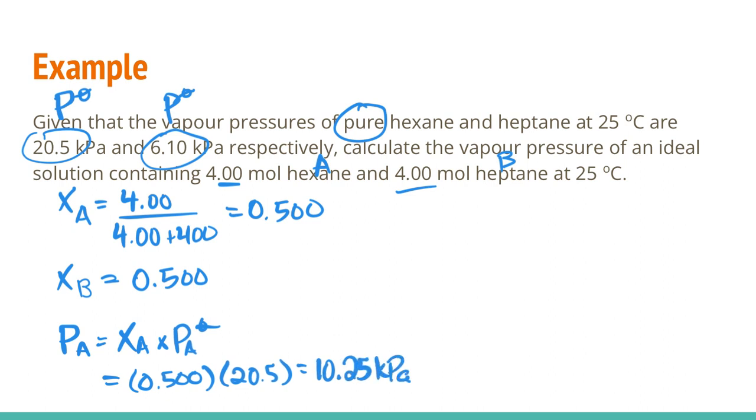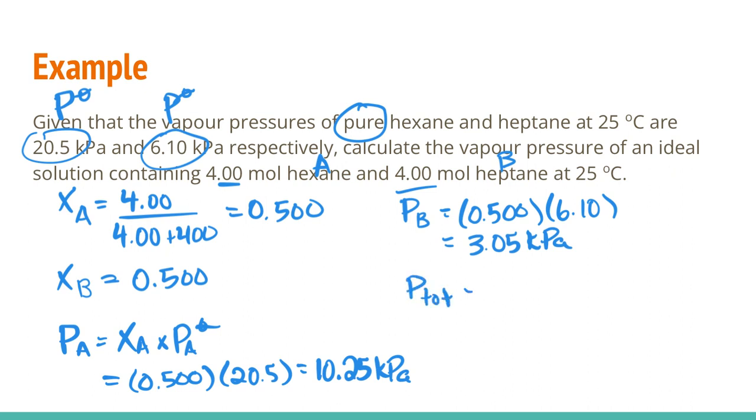And then if we do the same for B, that's going to be 0.5 times 6.10. So that gives us 3.05 kPa. And that means that the total pressure of this system, we're adding both of the partial pressures. So if we take 10.25 and 3.05, that gives us 13.3 kPa. So the total vapor pressure of the solution is 13.3 kPa.